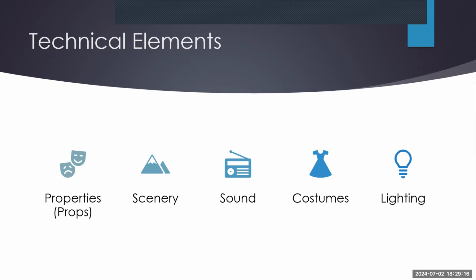Sound is obviously your music, your sound effects, but also your amplification, how loud or quiet it is. It's going to enhance the mood, atmosphere, and the realism. Your costumes, we know, are clothing and accessories that are worn by actors. They're going to help reflect the character's personality, their status, and the historical period. The lighting is going to be illumination to highlight action or create the mood, and it's going to direct the audience's focus and enhance the visual storytelling.